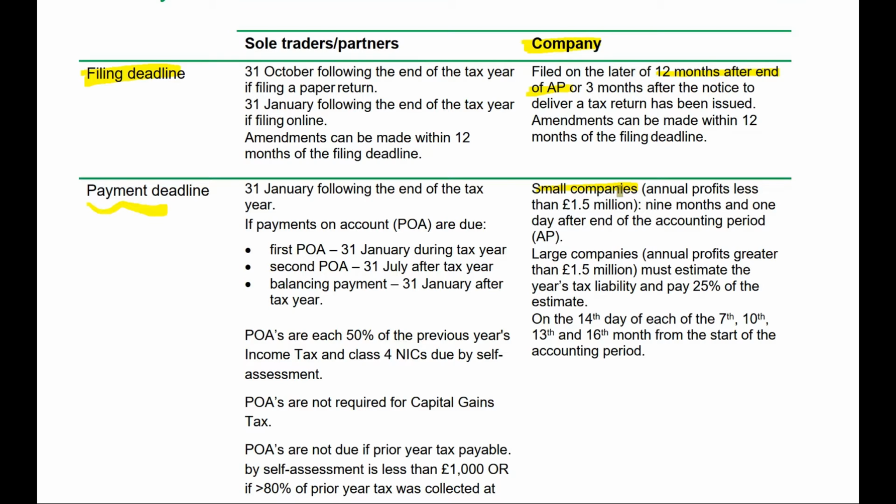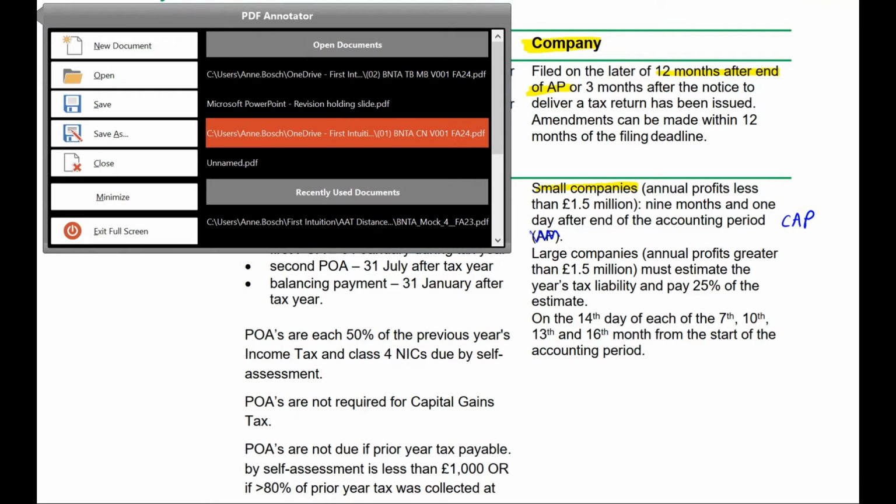What it doesn't specify, and I think it would be very helpful if it did, is that this means 9 months and 1 day after the end of the chargeable accounting period, as opposed to just the accounting period. So I think that would be a lot clearer if it said chargeable accounting period. So am I dealing with a small company? That's the next thing to check.